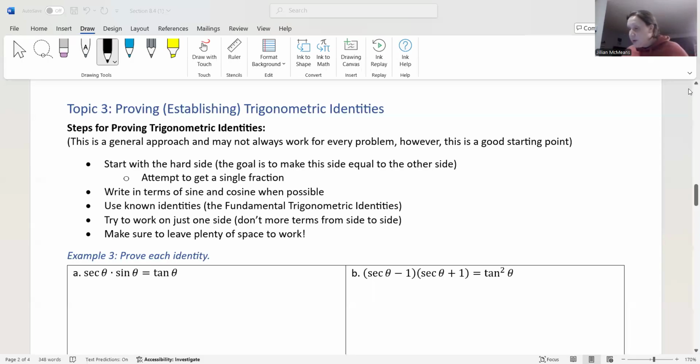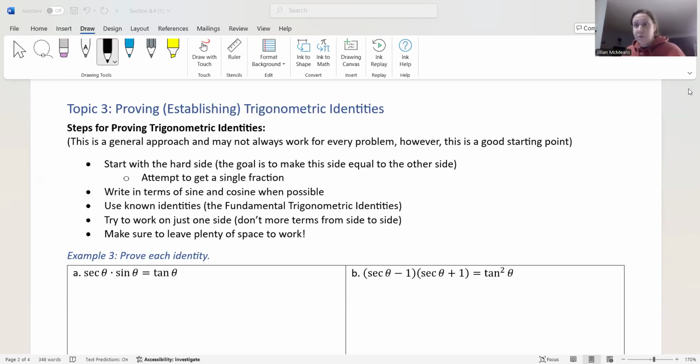Okay, for topic three, we're going to look at proving or establishing trig identities. We're basically going to be given a statement that is true, and we have to show that it is true. Just like with the previous topic where we were looking at ways to simplify expressions, we gave you some tips, some steps that you can try, but sometimes you just have to try things and see how it goes. There's not always a step one, step two, step three, step four.